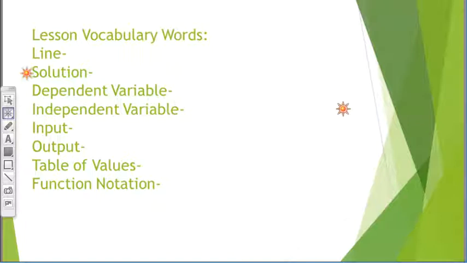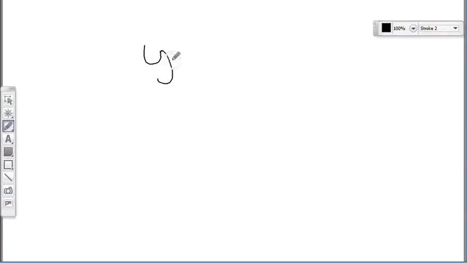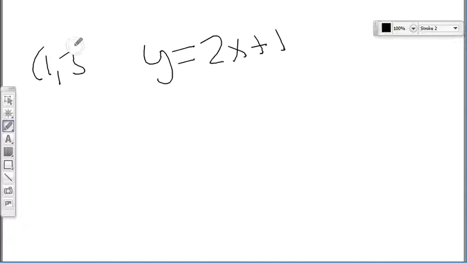So, solution. When we talk about solution as it applies to this lesson, remember the solution for the equation of a line was a point that is on the line. Okay, so let me give you an example of that. Let's say we have the line y equals 2x plus 1. A solution for that equation would be (1, 3).